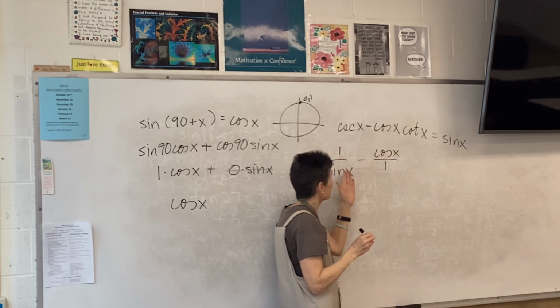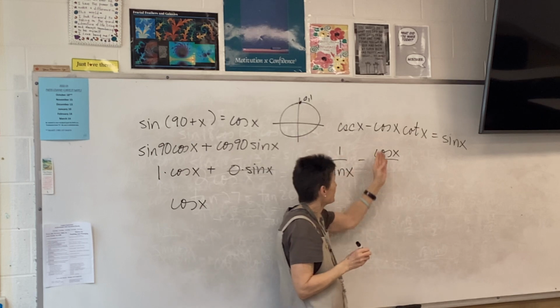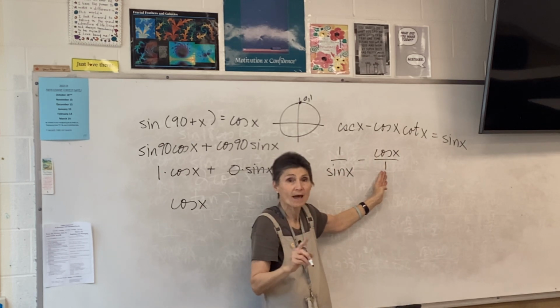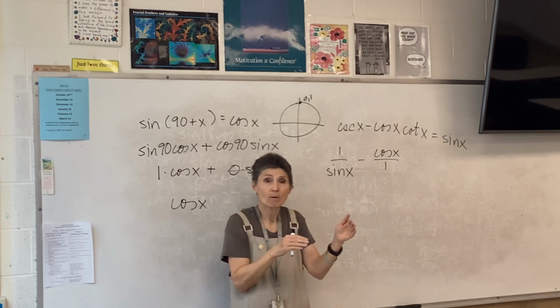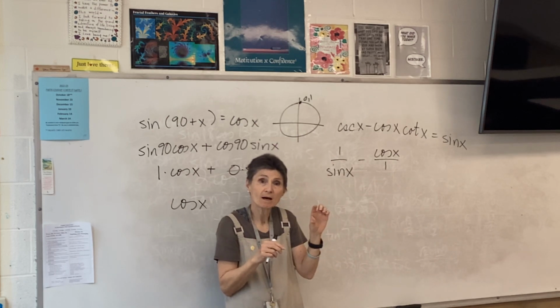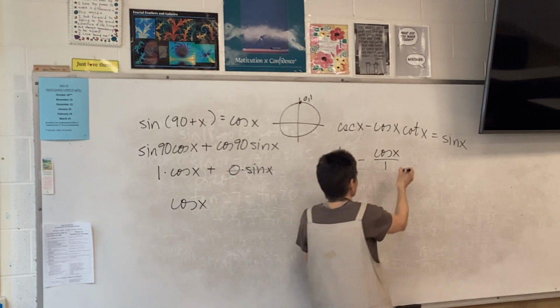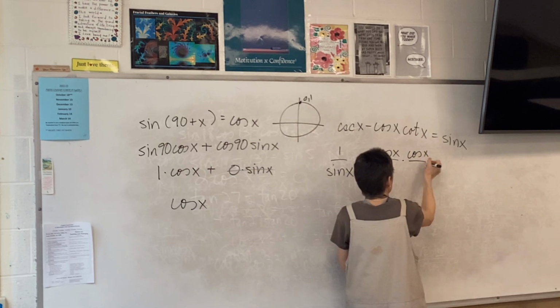Cosine is nothing but cosine, so I'm just going to leave it cosine. But since that's a fraction and this is going to be a fraction, I'm going to go ahead and make that cosine over 1. You do not have to do that, but when I have a bunch of fractions in my problem, it helps me keep things lined up if I put them over 1. Okay? So cotangent, cosine over sine.